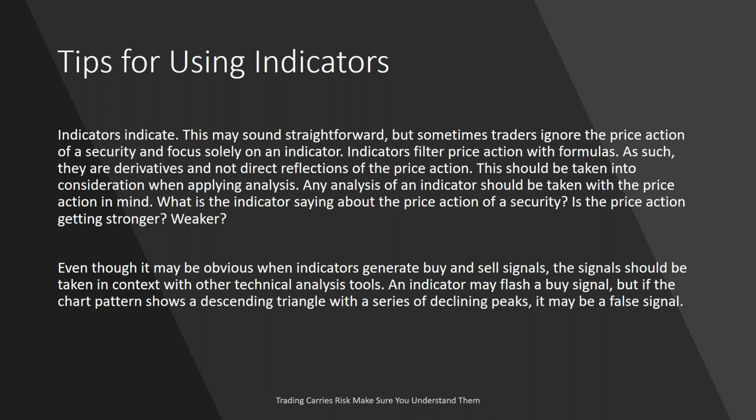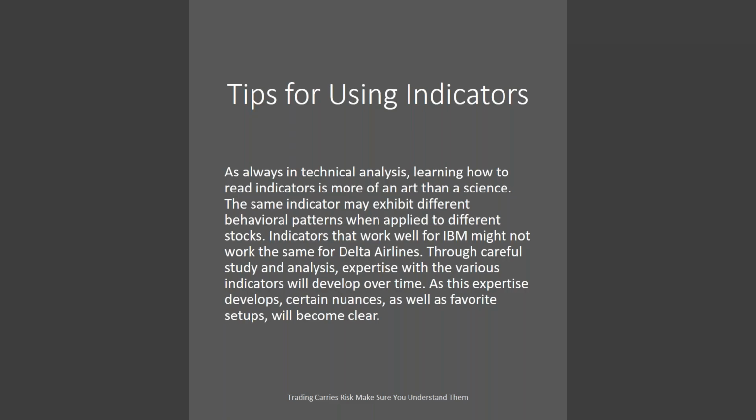So your primary thing should be looking at your charts. And on those charts, you might be looking at candlesticks, or you might be looking at bar charts. You might be looking at price patterns developing, like triangles, head and shoulders. But it's ultimately this price action on a chart. And indicators are either laid on your pricing chart or laid below your pricing chart. As always, in technical analysis, learning how to read indicators is more of an art than a science. The same indicator may exhibit different behavioral patterns when applied to different stocks or assets.